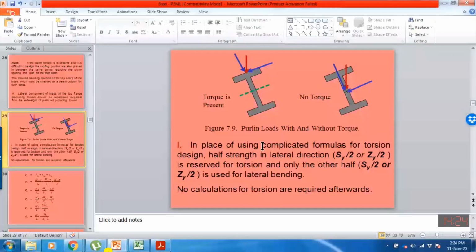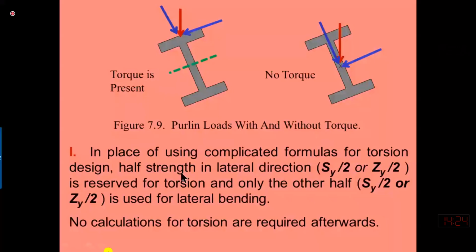Here, now if you will read this, you will understand. In place of using a complicated formula for torsion design or torsion stress computation, we are assuming half strength in the lateral direction, lateral meaning about the y-axis. Half strength means half the section modulus is reserved for torsion and the other half, Sy by 2, is used to resist the bending moment My about the y-axis.